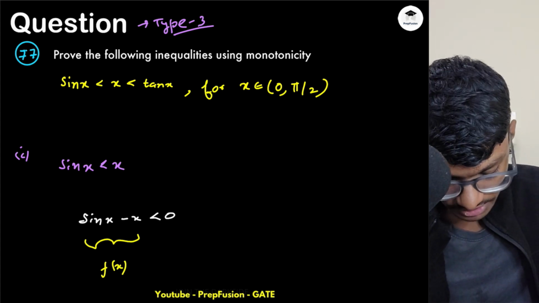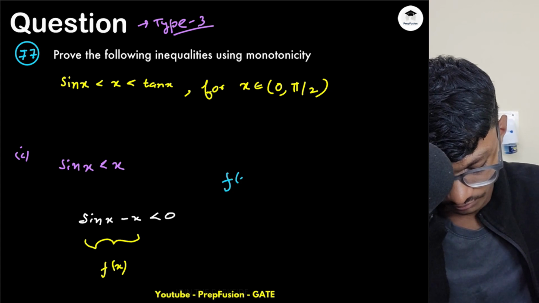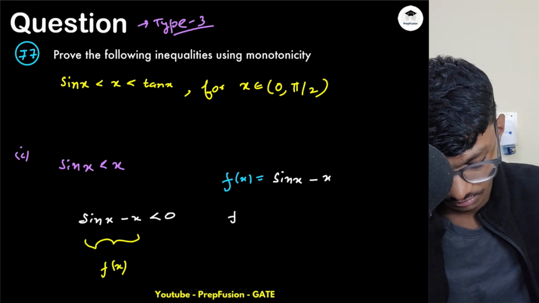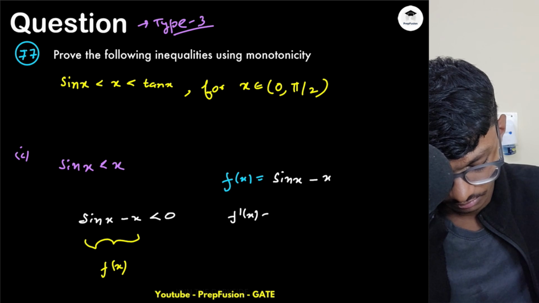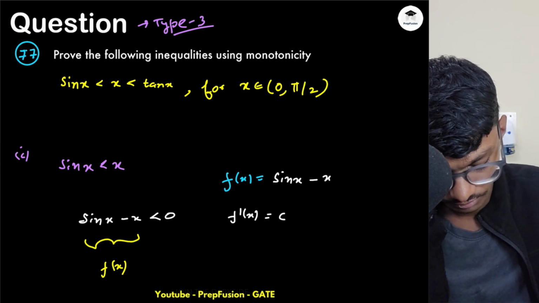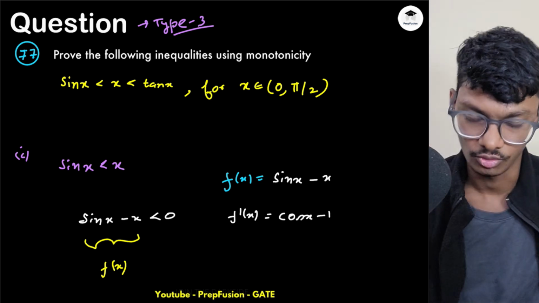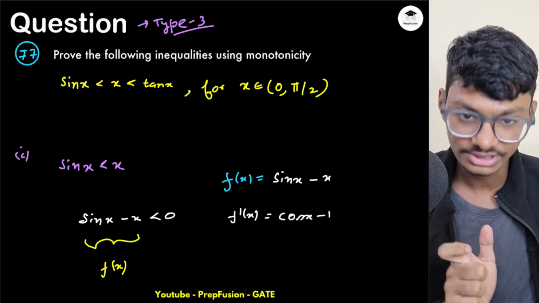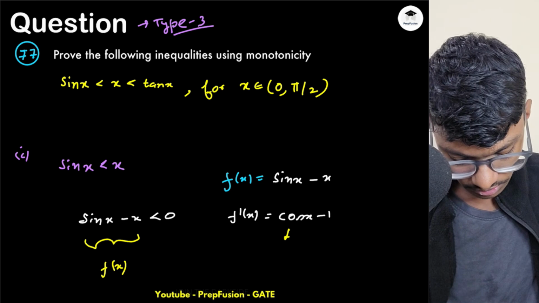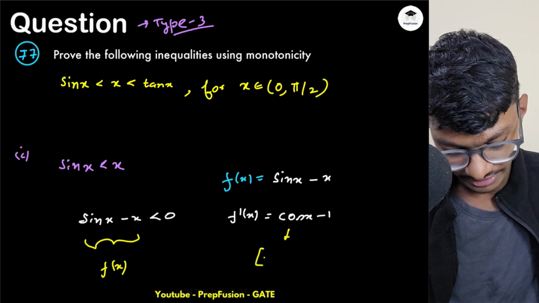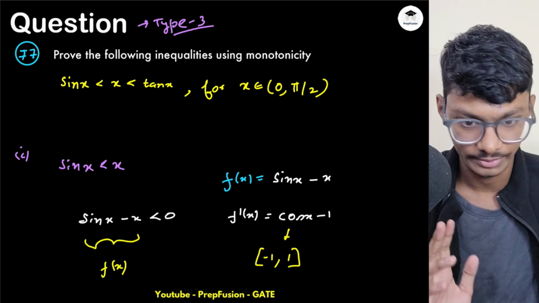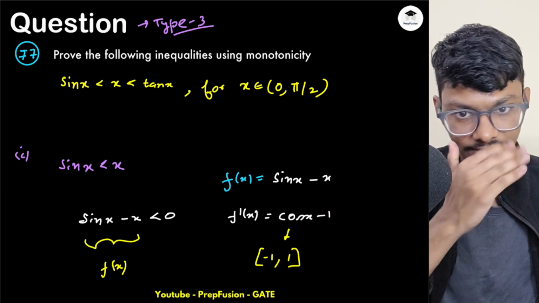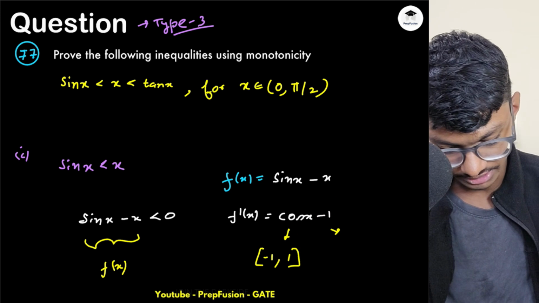So now my f dash of x equals cos x minus 1. Here let me check whether this is always greater than 0 or less than 0. Cos x can vary between minus 1 to plus 1, so at max it can go to 0. Anyways, it will always lie on the bottom side, always negative.